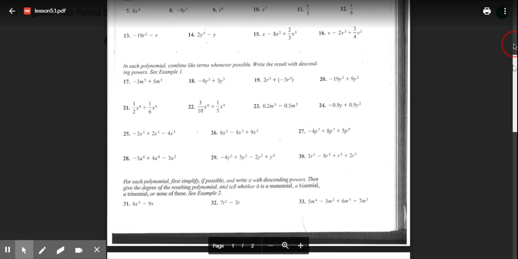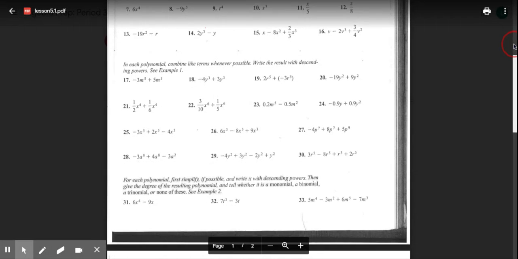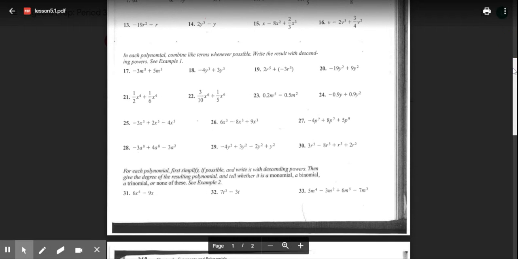Okay, if we jump ahead, the next piece that I wanted you to do was the following. It says in each polynomial, combine like terms whenever possible. Write the result with descending power. So remember, descending powers, it means to take the highest degree. Remember, degree means power. Take the highest degree first and go down in order.